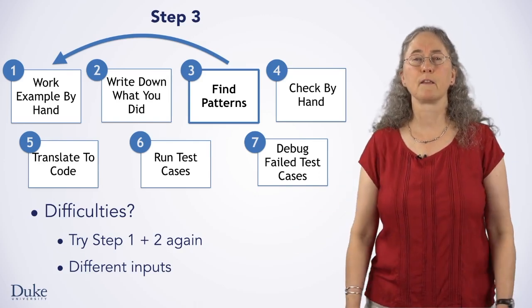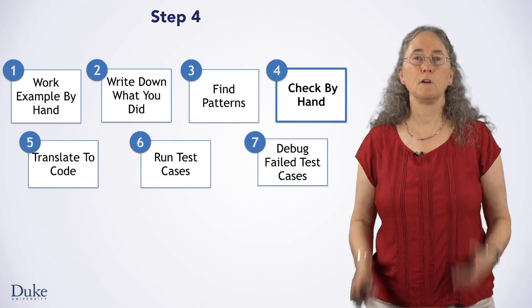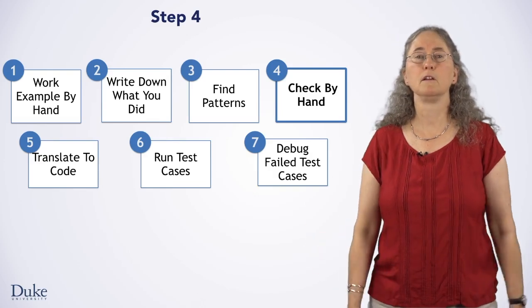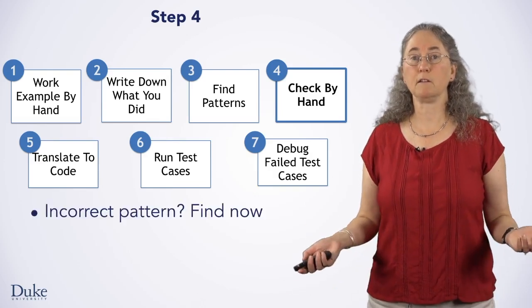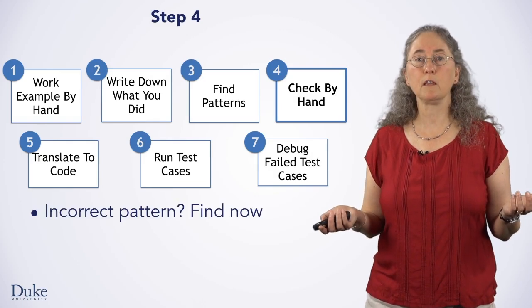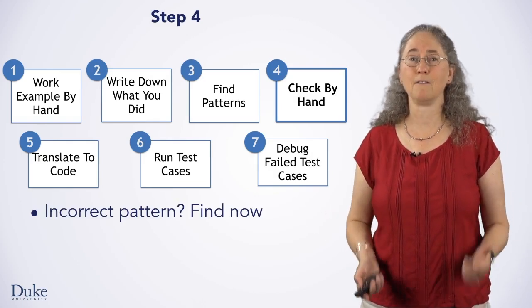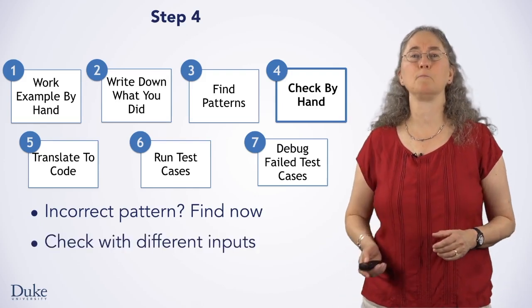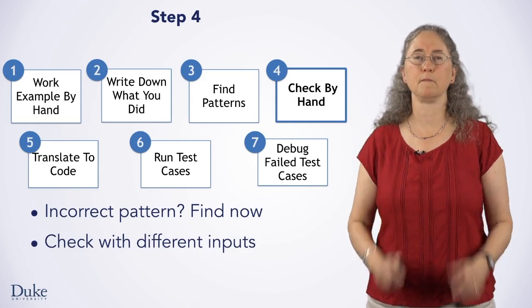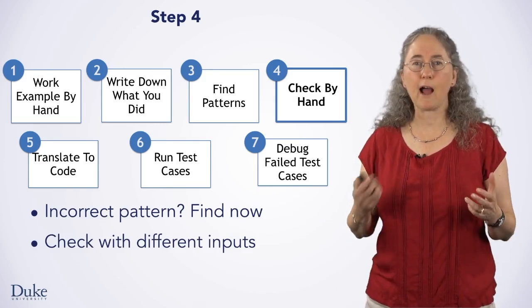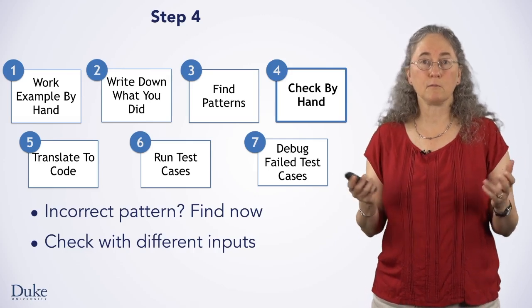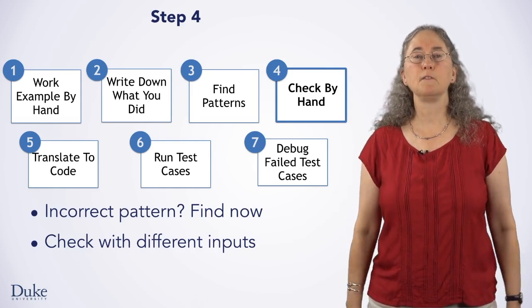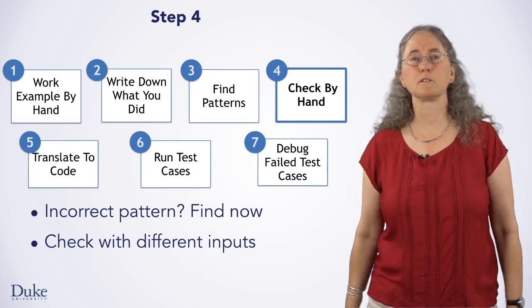In step 4, you want to check your algorithm before you proceed to turn it into code. If you found the patterns incorrectly or otherwise made a mistake in step 3, you would like to find that out now. The way you check your algorithm is to pick at least one different input. Again, it should be a small one. And follow the steps of your algorithm for it. If your algorithm gives you the right answer, then you are ready to move on. If not, you should go back and fix it first.